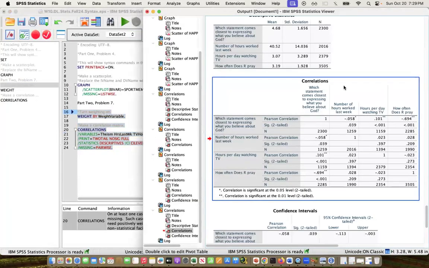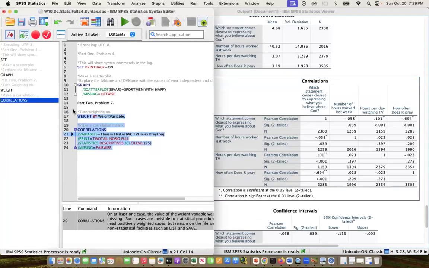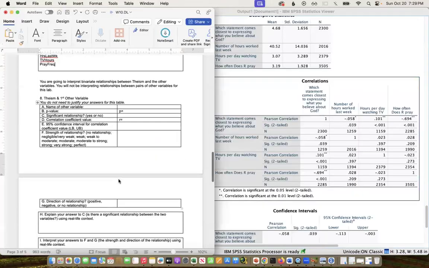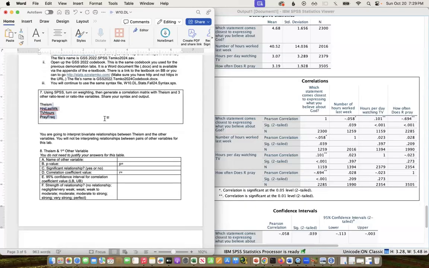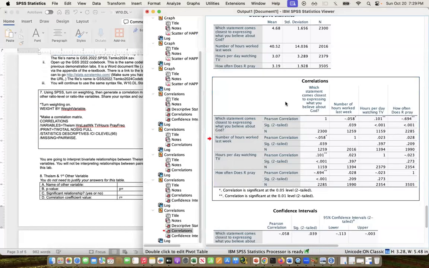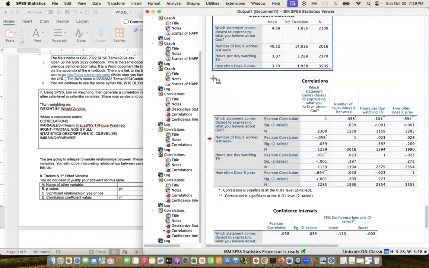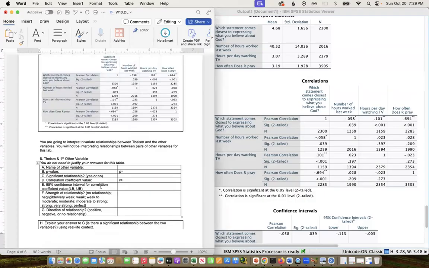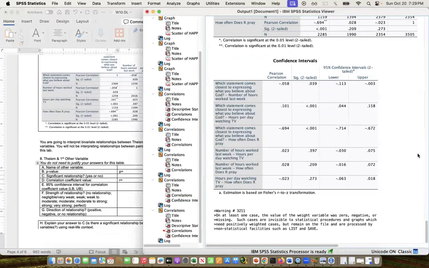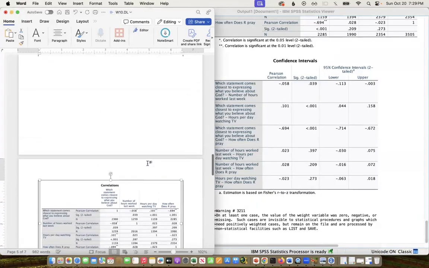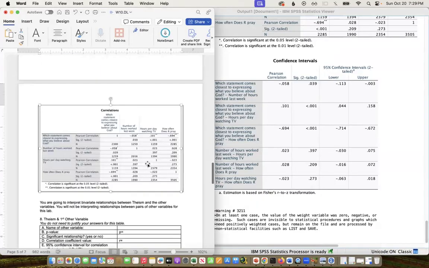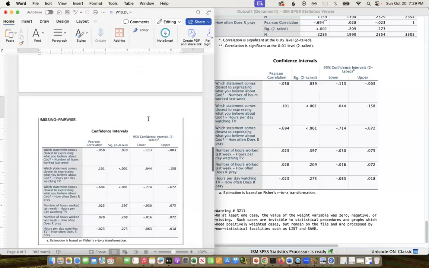Okay, so let's get our correlation matrix. Let's get our syntax. Let's get our correlation matrix, and confidence intervals. Okay. This one was above that.